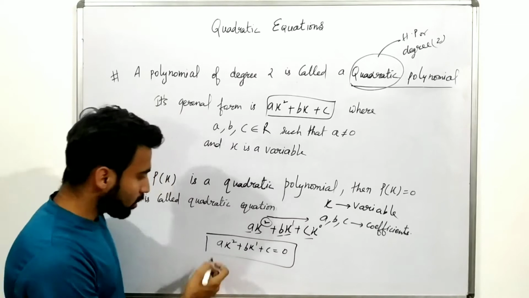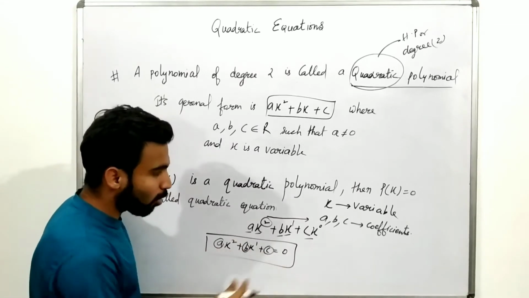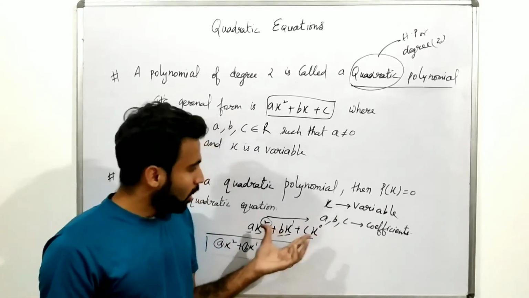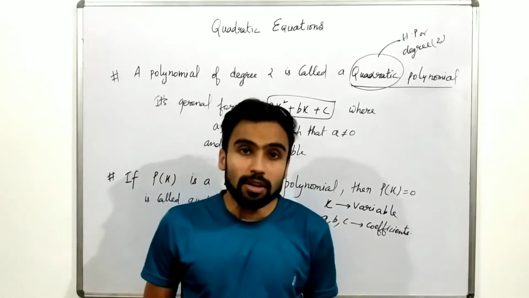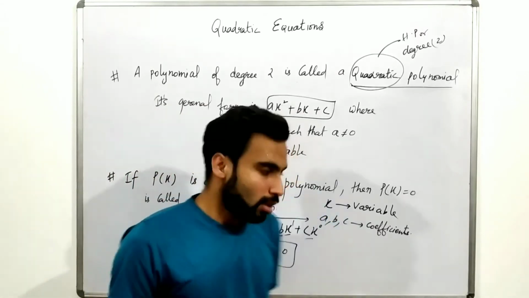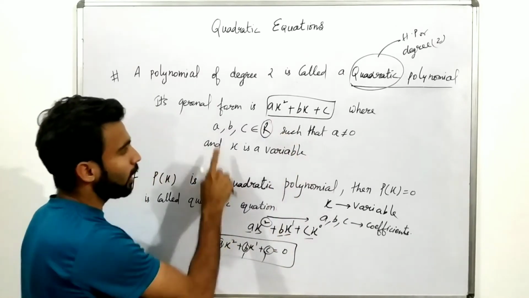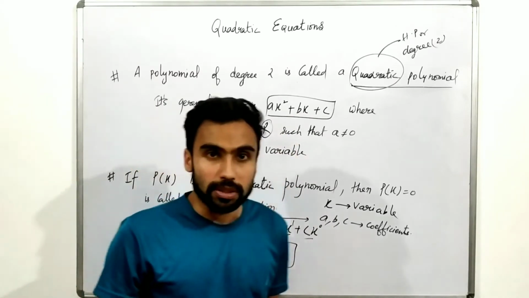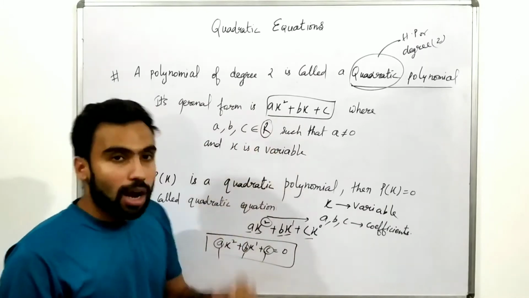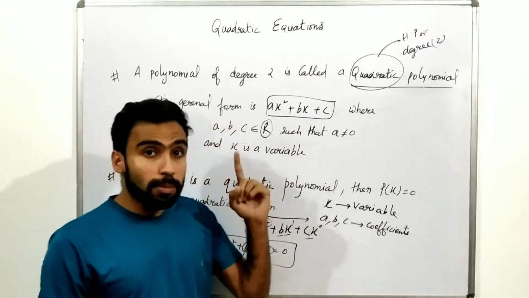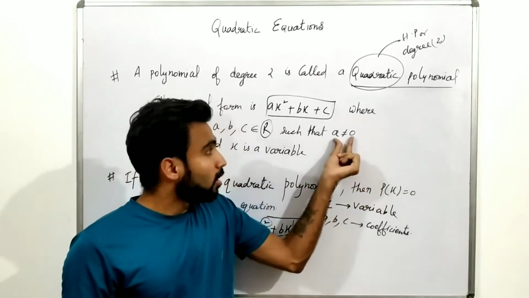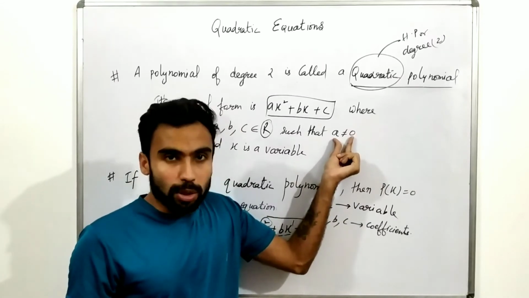Now, these a, b and c were coefficients in the quadratic polynomial. Similarly, these are the coefficients of the quadratic equation. These a, b, c are real numbers. They belong to the set R. And one more constraint here, that a should not be equal to 0.